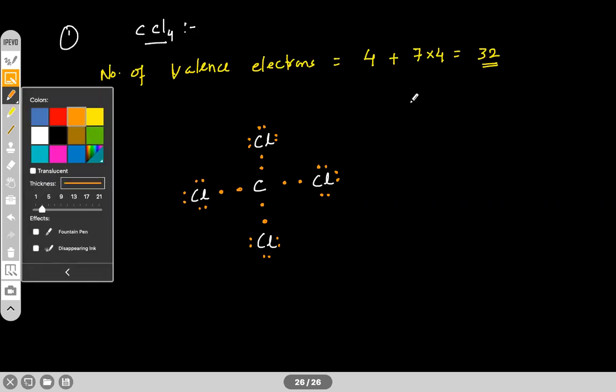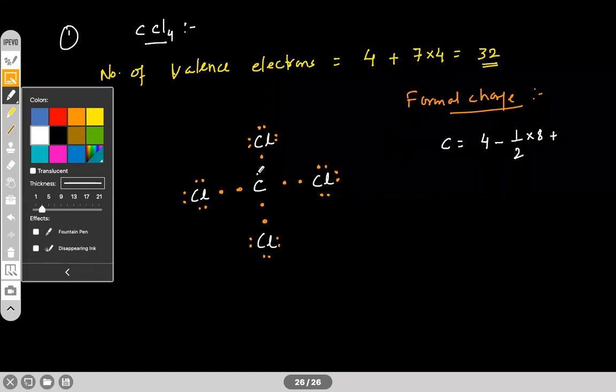The last step, when you do everything, is to calculate the formal charge. Let's see how to calculate the formal charge. Formal charge, we actually calculate on each atom, including the central atom and the outer atoms. The bonding of all chlorines is the same. The formal charge on carbon is what? The formula we use: number of valence electrons, 4, minus half of the shared electrons, 2, 4, 6, 8 electrons are being shared, 8, plus the number of unshared electrons on this carbon. There is no unshared electron. Unshared means any lone pair is present or not. That is zero. The formal charge on carbon atom is zero.